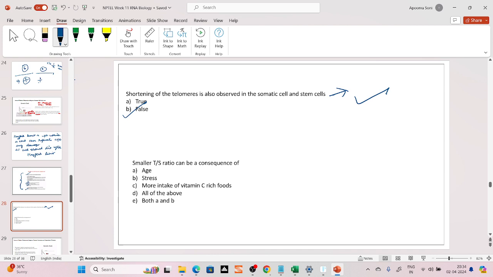Shortening of the telomere is observed in somatic cells, but it is not observed in stem cells. That means this is a false statement. It is observed in somatic cells only. This should be the question. Why have I given this question?